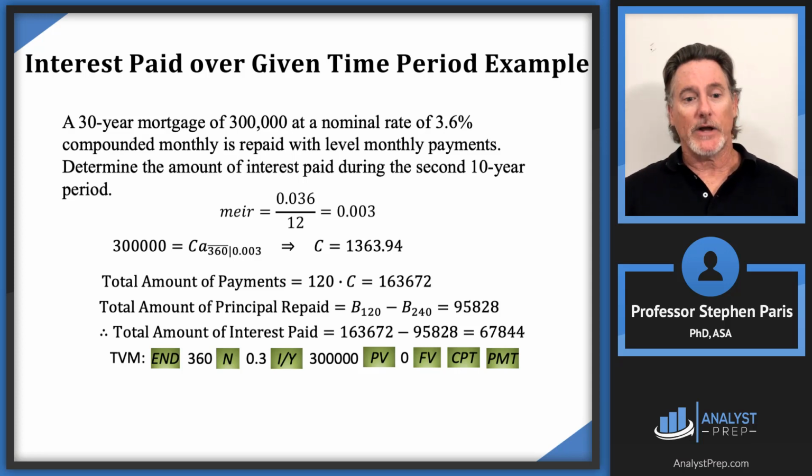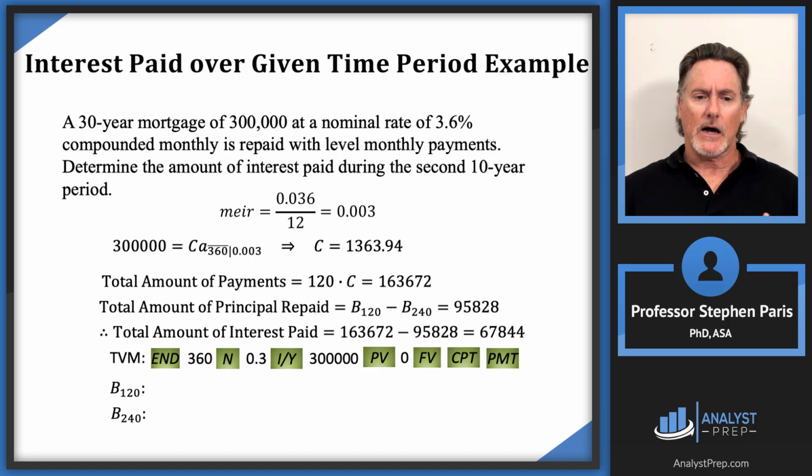Okay, so now we move on, and I've got the total amount of payments. That was easy enough. I compute the payment and then multiply that by 120. I store that somewhere in my calculator. So now let's talk about the balances, though. How you would calculate the balances at time 120 and at time 240 in this context where we have these level monthly payments. It's very easy to do once you catch on to it.